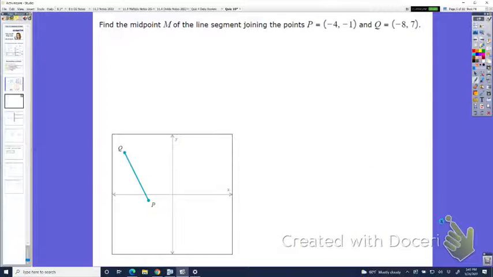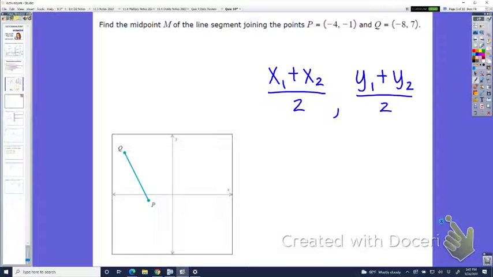Next up, we have the midpoint of a line segment. So the midpoint formula states that if you add your x values, you divide those by 2, and then add the y values and divide those by 2. So this is how you find the midpoint.